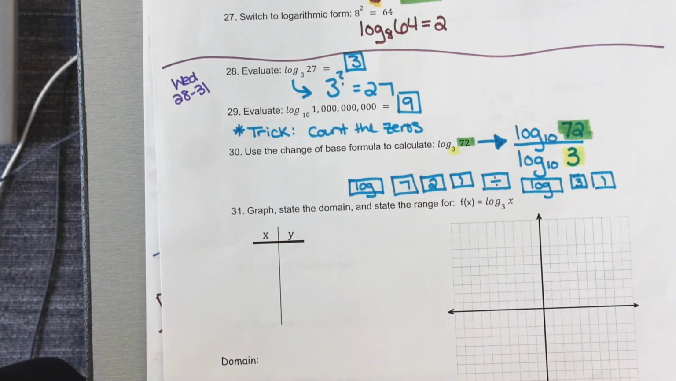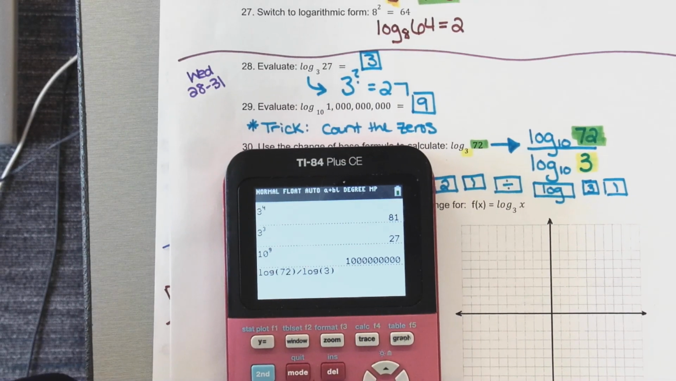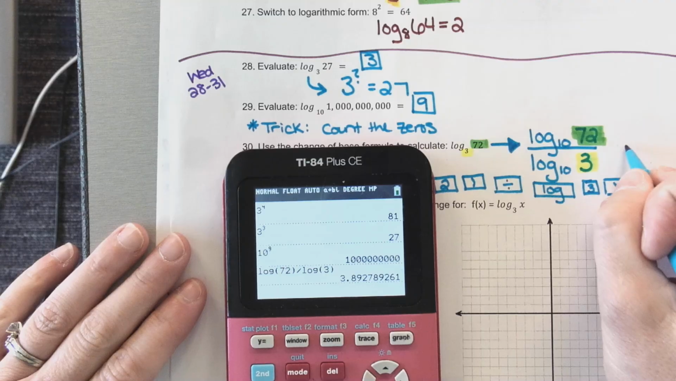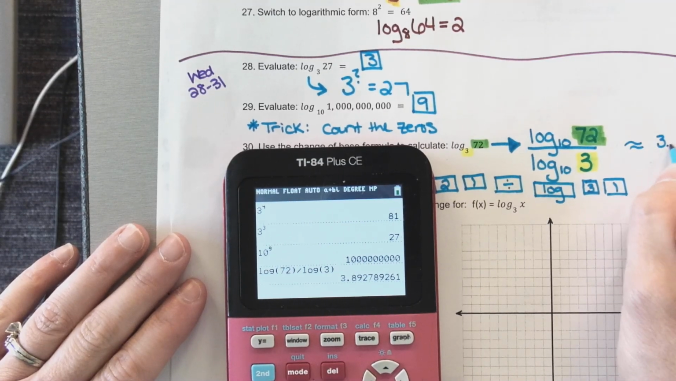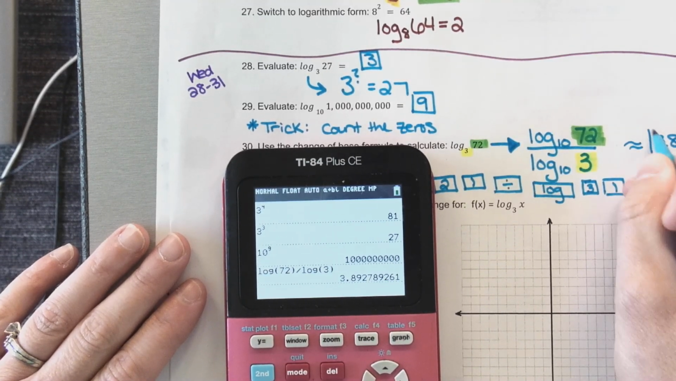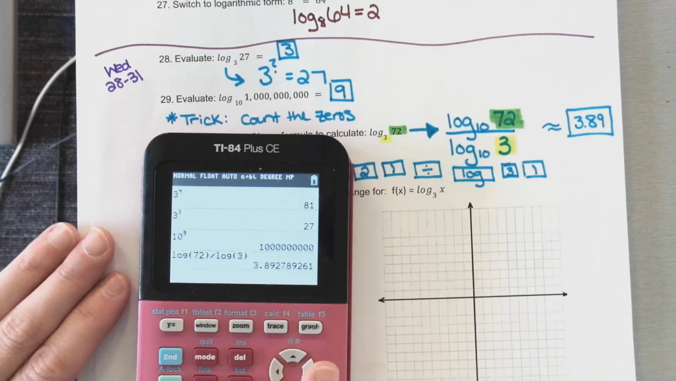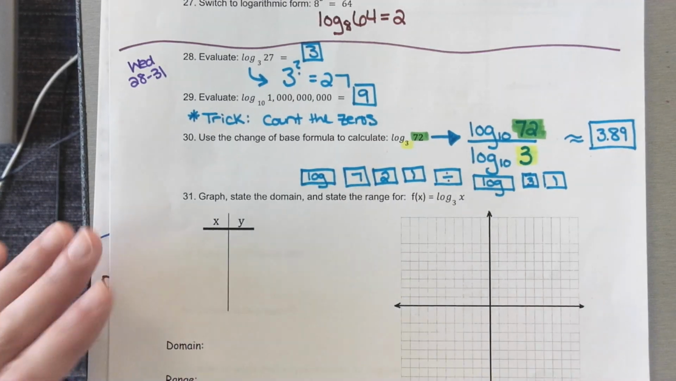So do we type log 3 72? What do we type? Like, what do we type for the answer? Oh, sorry. What do you get for the answer? No, I'm saying, how do you write the full answer? Oh, it's just the answer. Just 3.89. Oh, okay. So that's how you would write your answer.